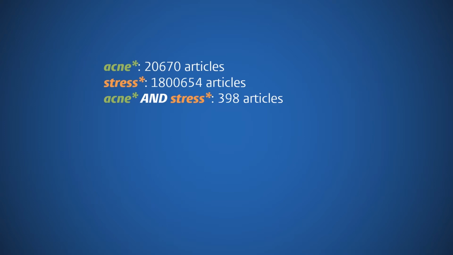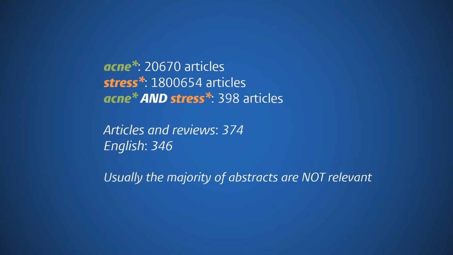If you choose only articles and reviews, you get 374, and with only English language articles, 346. Be aware that nearly always, most articles that you find will be irrelevant. In this case, I guess that between 60 and 100 will be relevant. Relevance means that they are roughly about your topic. You can later determine actual usefulness by reading the full texts.